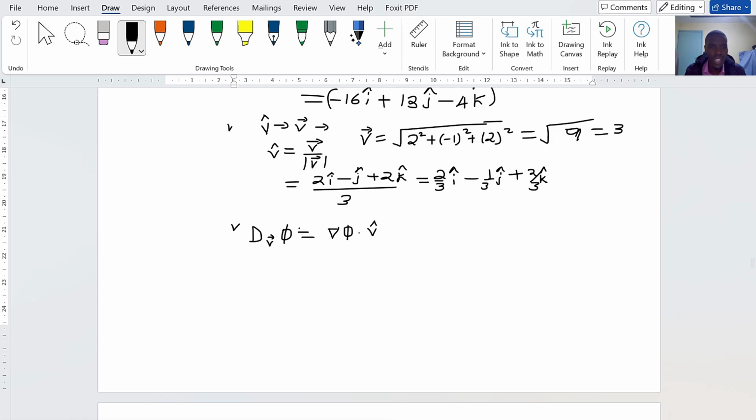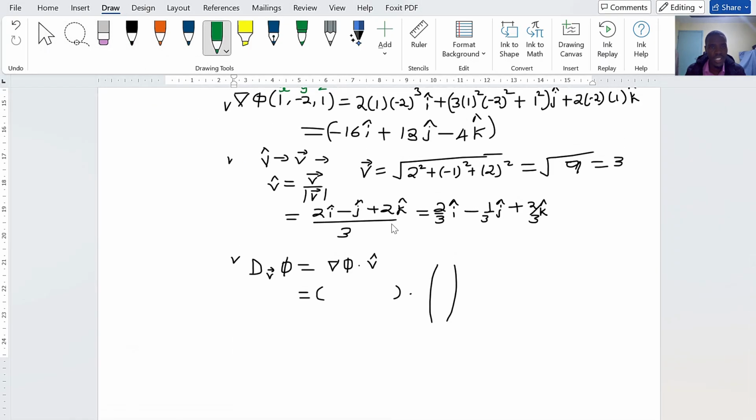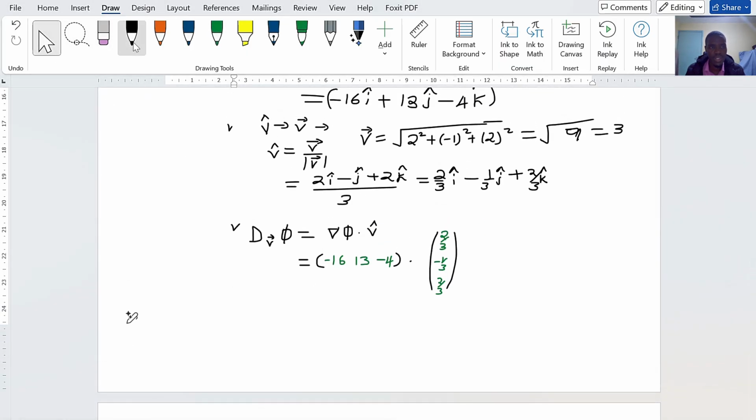So how do we do that? Remember, in a dot product, we have row by column. So our row will be our gradient. What is our gradient? Our gradient is -16 for x, 13 for y, and -4 for z. Then our unit vector is 2/3 for x, -1/3 for y, and 2/3 for z.